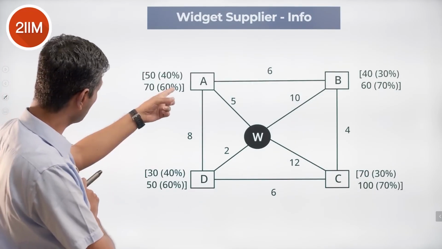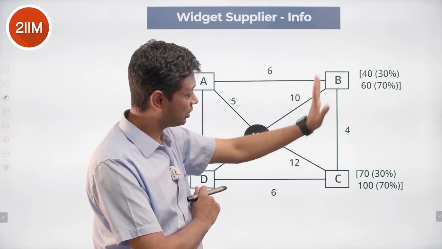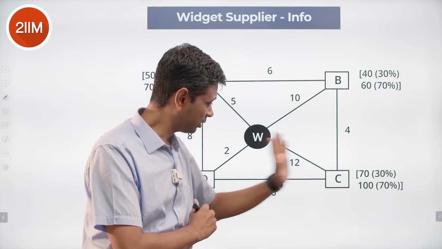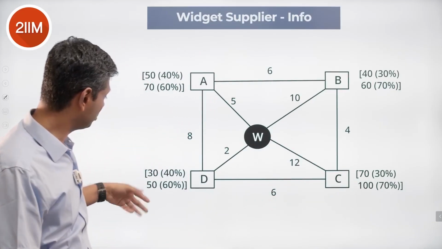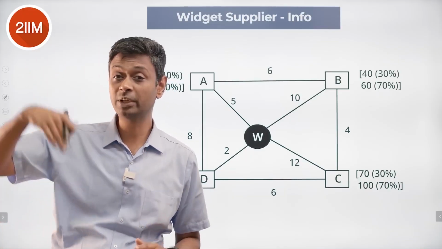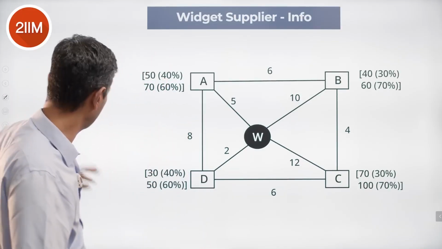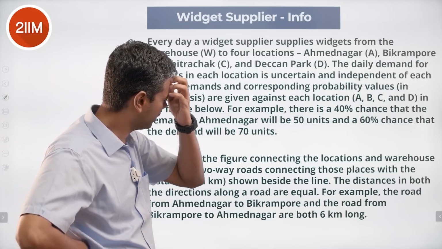Okay, 40% chance this is 50, 60% chance of 70, 30% chance of 40, 70% chance of 60, 30% chance of 70. Nice. So only 2 possibilities, not multiple. And the 2 probabilities add up to 100. There's no 1 minus this being something else. Rather simple, 2 possibilities only. For example, there's a 40% chance of this and a 60% chance of that.